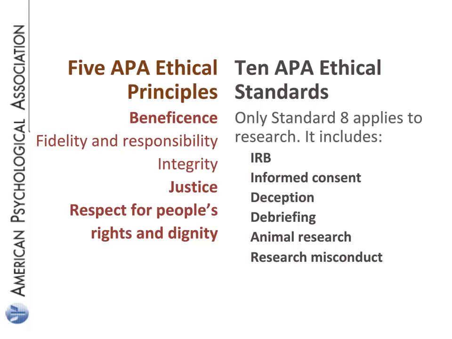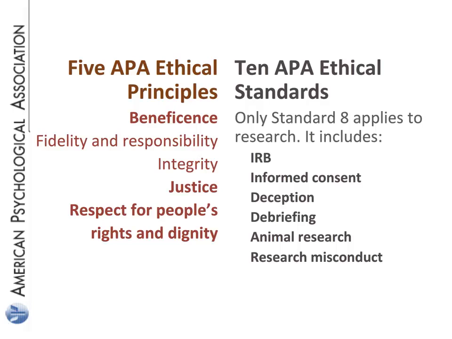So in addition to the 5 APA ethical principles that we just discussed, we also have 10 specific APA ethical standards. Most of these will deal with more applied settings, more like therapist-client situations, but Standard 8 specifically applies to research, and so we'll be discussing that at length. It includes IRB, which stands for Institutional Review Boards. Basically, a group of people will evaluate your study and decide if it is ethical and should be done.